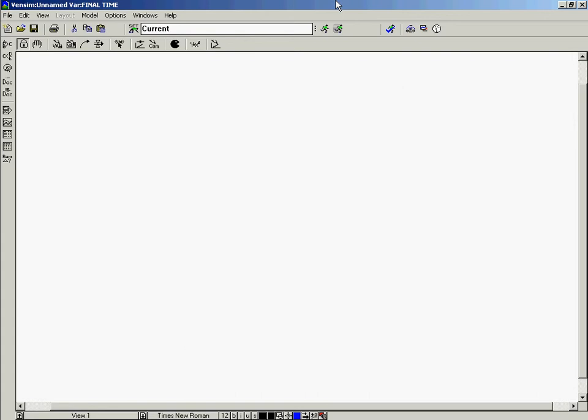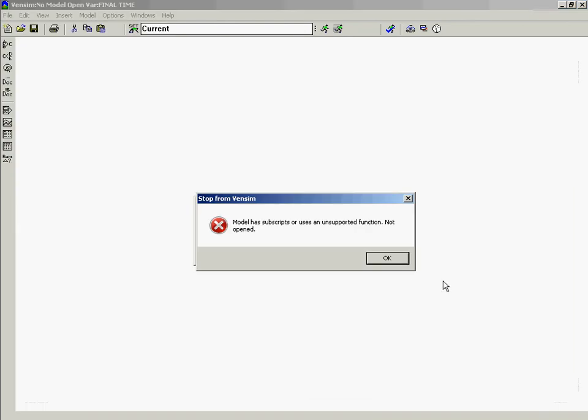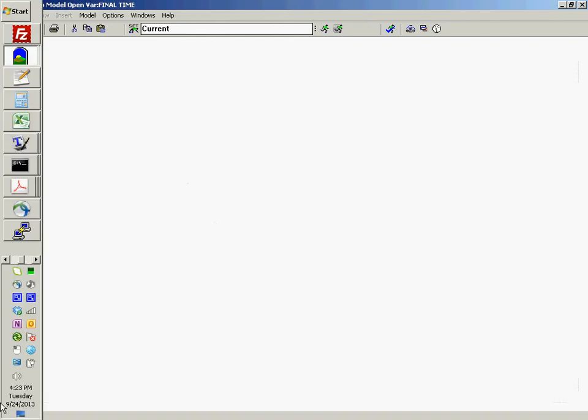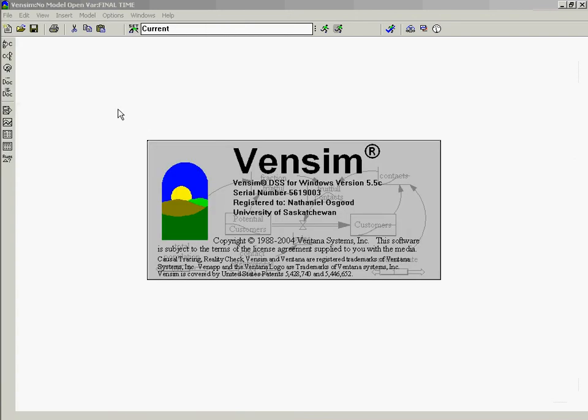Okay. So maybe I'll just show an illustration of that. Oh no, sorry folks, I thought I had opened the wrong version of Vensim. No, I really want to open the complete version of Vensim to show this.